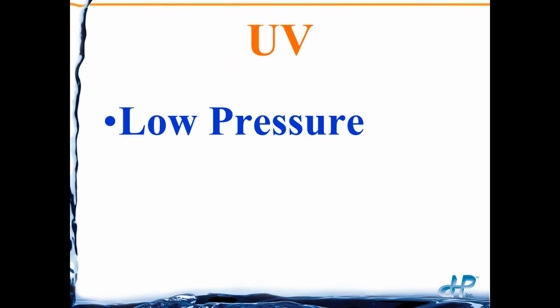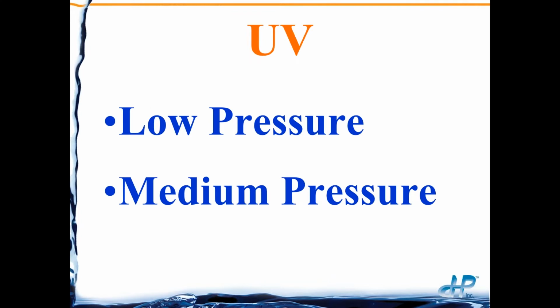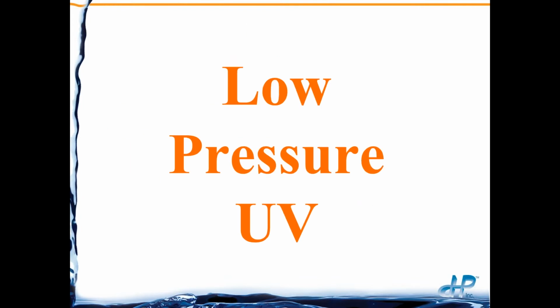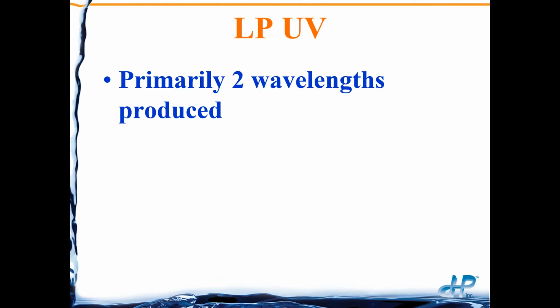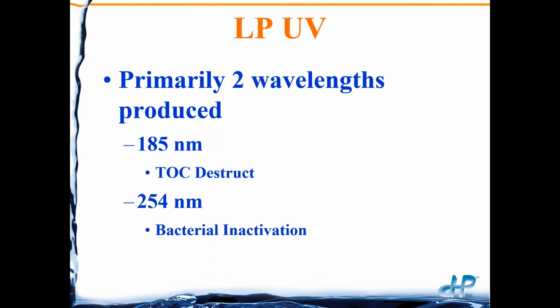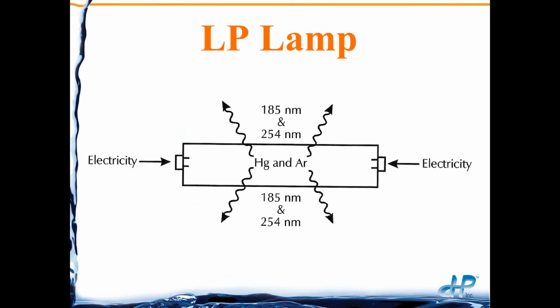So 2 flavors of UV, low pressure and medium pressure. That's based on the actual pressure inside of the lamp. So for low pressure UV, there are primarily 2 wavelengths produced, 185 nanometer, and that's used for organic destruction, and 254 nanometer wavelength, which is used for bacterial inactivation and ozone or chlorine destruct. So a low pressure lamp produces both 185 nanometer and 254 nanometer, but only about 5% 185 and about 90% 254, and the remainder is just scattered.